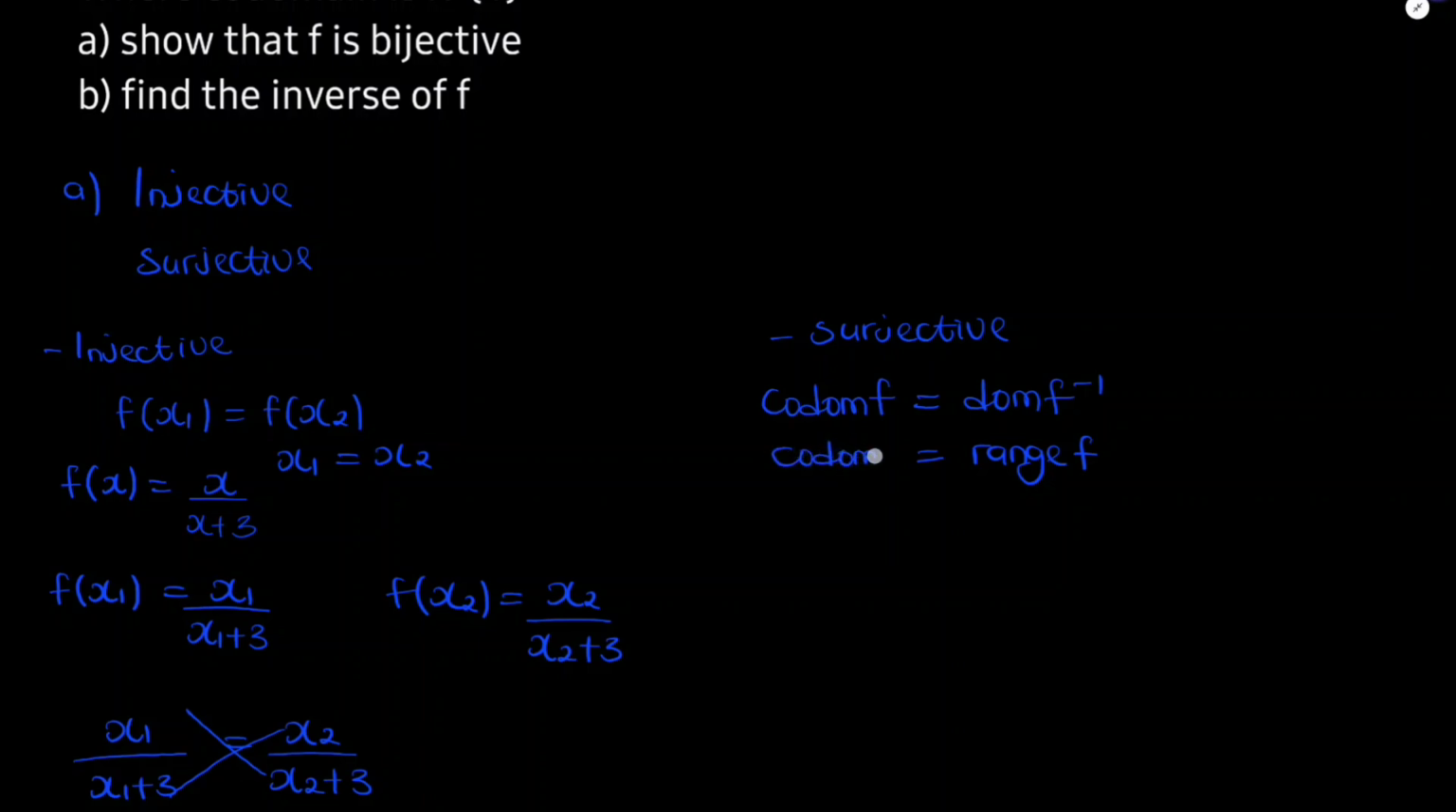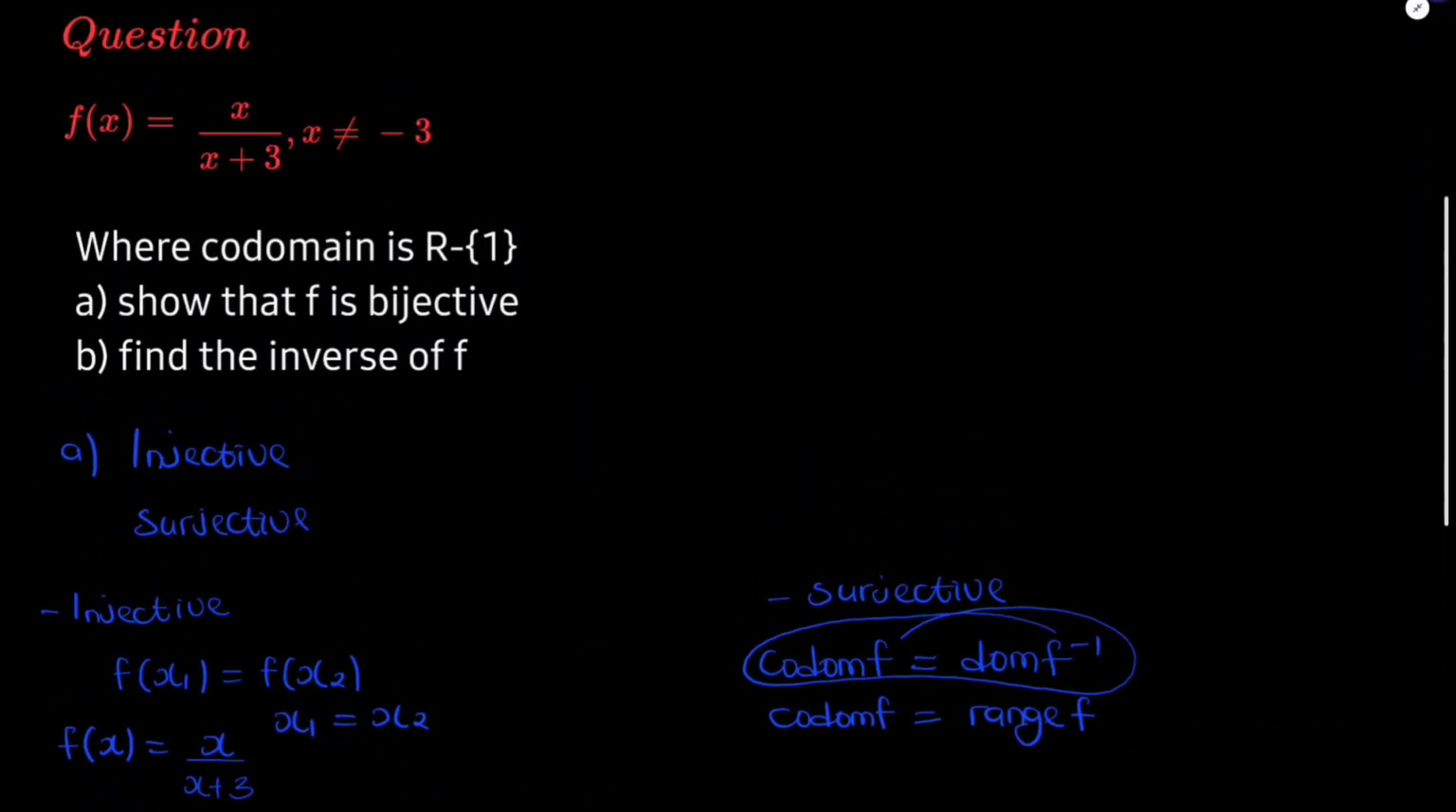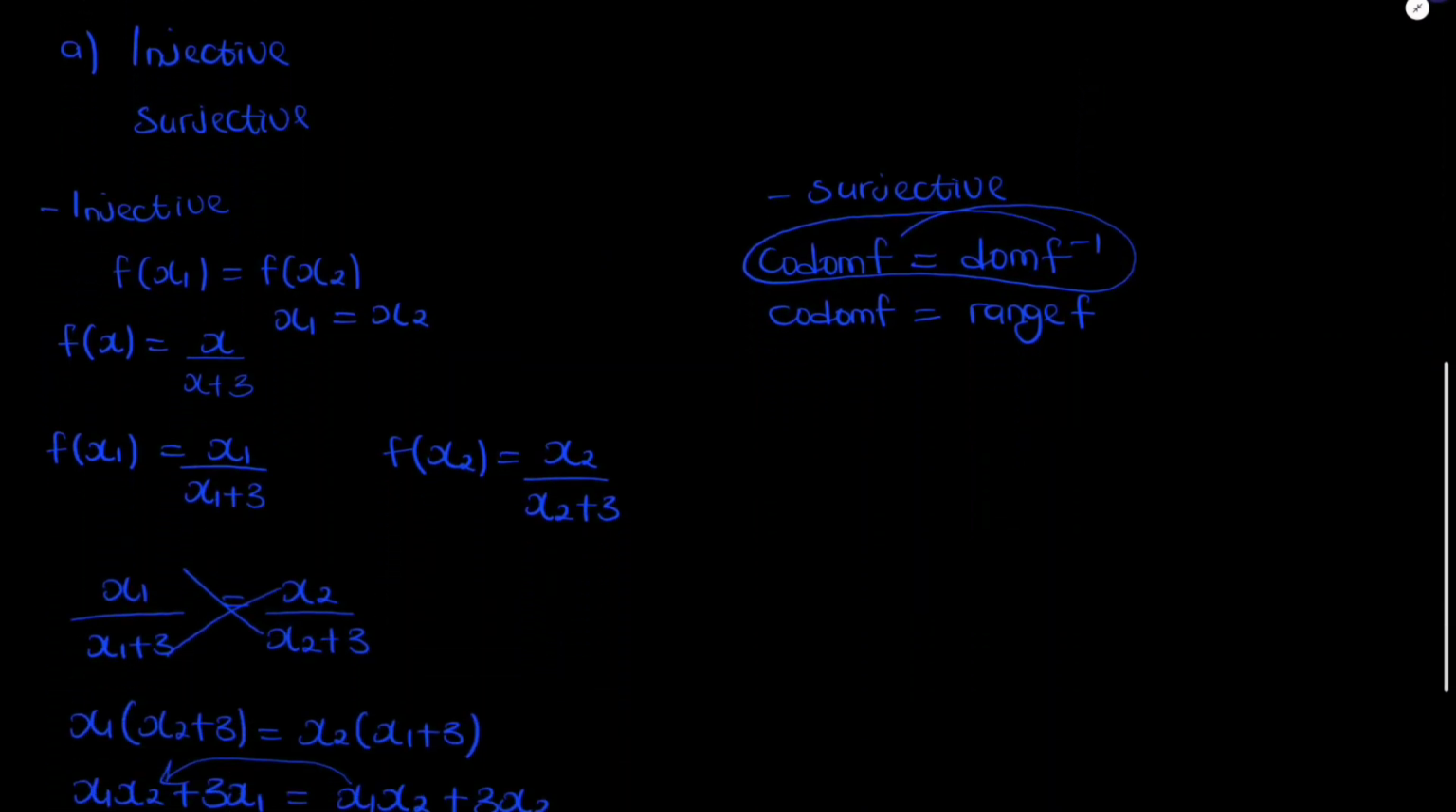So these two should be the same for a function to be surjective. Okay, so in the question, we're already given the codomain. The codomain we're given as ℝ minus {1}. So now we are to look for the domain of f inverse to know whether it is surjective or not.